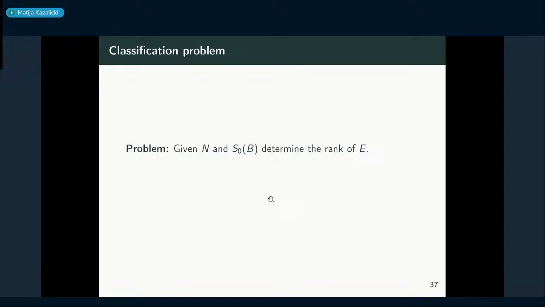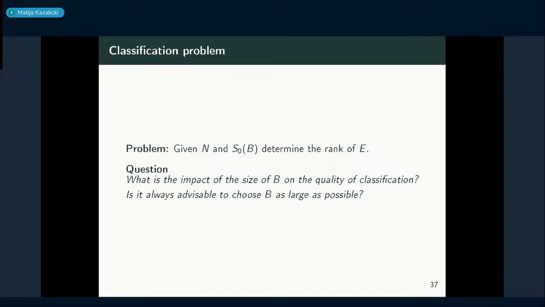The idea is to use this formula to try to guess the rank of an elliptic curve. So the problem is the same as before. We are given the conductor and this number, and we need to determine the rank. The natural question that comes to mind, especially if one wants to use this method in some application, is what is the impact of the size of B on the quality of classification? And is it always advisable to choose B as large as possible?